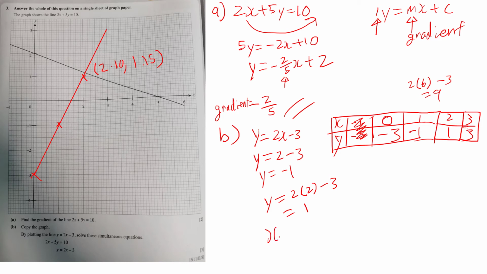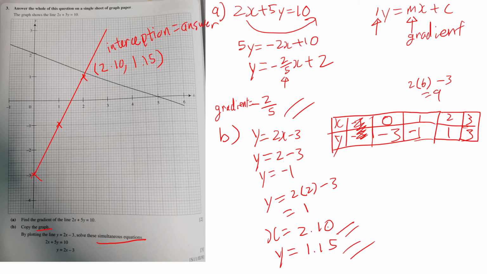So my answer to solve this simultaneous equation: x is equal to 2.10 while y is equal to 1.15, and that will be my answer. I have 2 numbers as my answer. So when you are supposed to solve a simultaneous equation using the graph, the intersection is the answer. Intersection equals answer. So the x value is the answer for x, the y value is the answer for y, and that will be all.